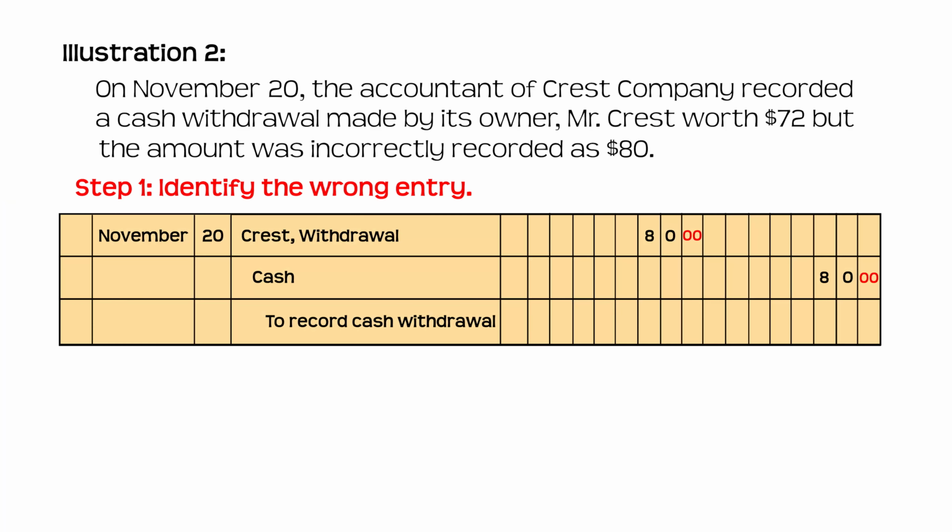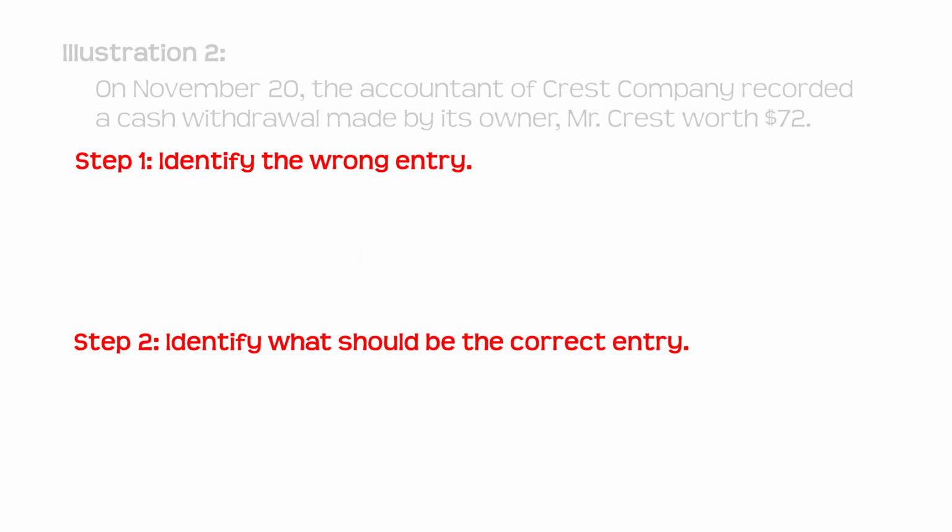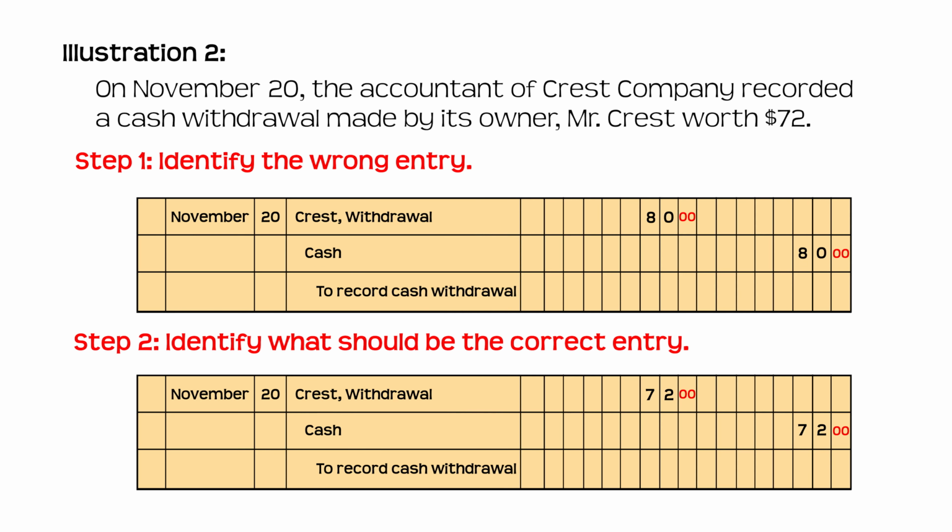Using the same example, Crest recorded the correct accounts, but the amount was incorrectly recorded as $80. The correct amount is $72. So, the correct entry is a debit to Crest withdrawal and a credit to cash worth $72.